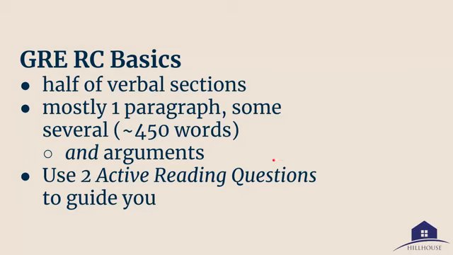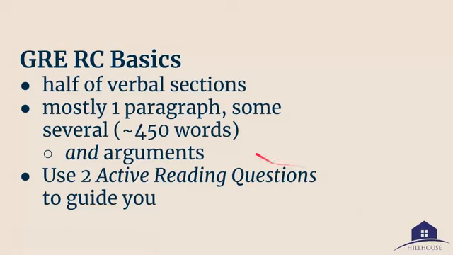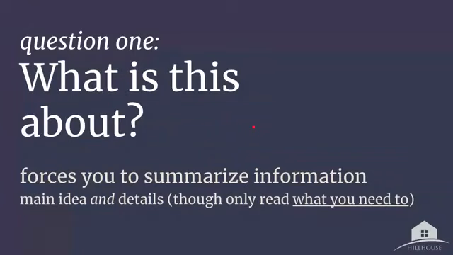For the most part, you're going to want to use these two active reading questions to guide your reading. And what are those two active reading questions? The first thing you want to ask yourself is, what is this about? This forces you to summarize or literally comprehend the information that you're reading. So it'll help you find main ideas and details, though you're only ever going to want to read what you need to. And we'll talk more about that later also. This is a question that you want to ask yourself about every paragraph that you read, every sentence in that paragraph, and about the passage as a whole.